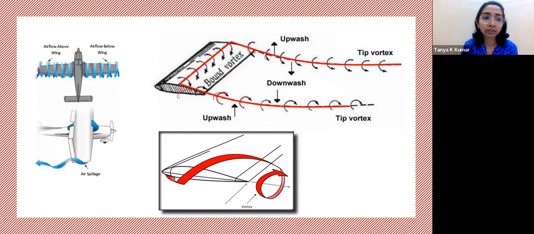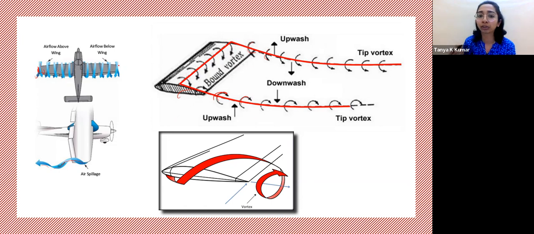So if it is just an airfoil, what is it? It's a wing of infinite span. So there is no tip for an airfoil. If there is no tip in an airfoil, you don't have this vortex happen.